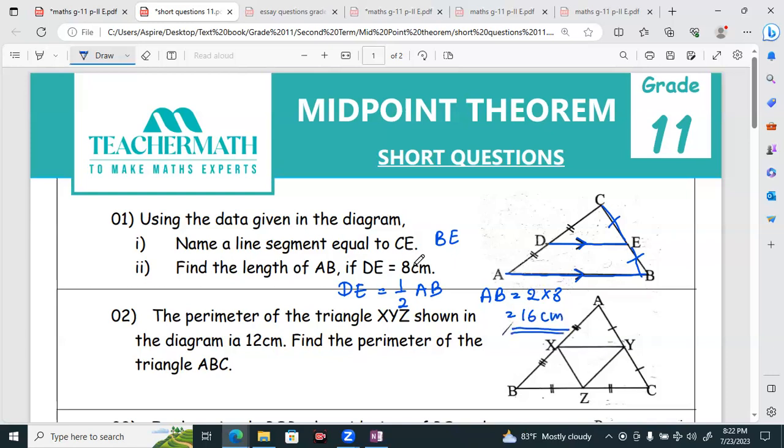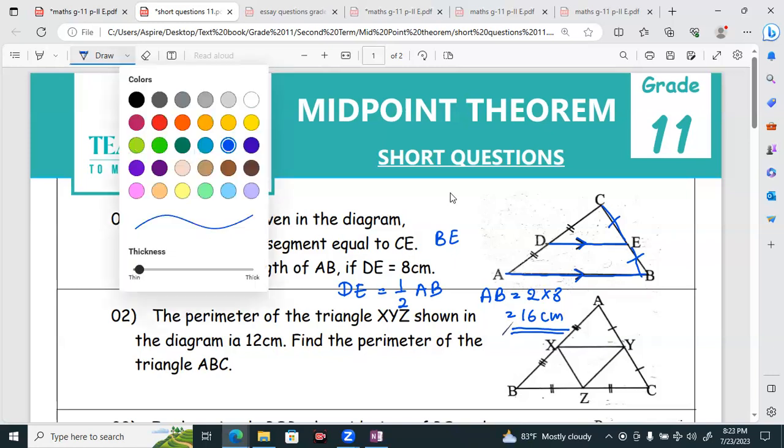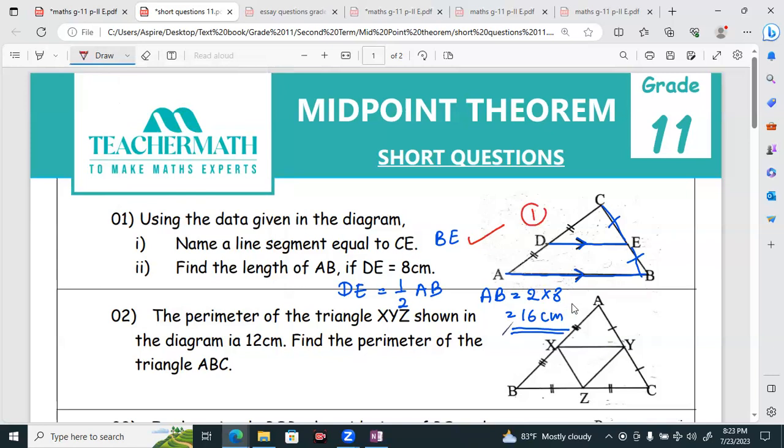Okay. Actually, this is a short question, so you can obtain the marks for this. It is 1 mark here. To obtain 2 marks, it is enough to write this. Shall we move to the second one?